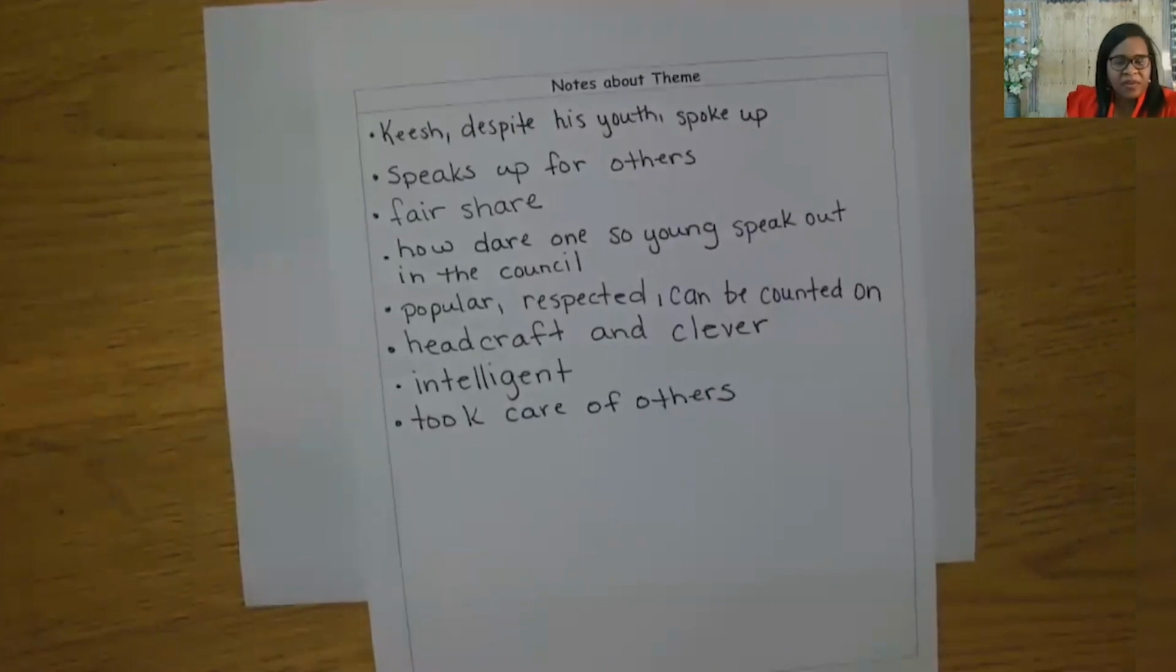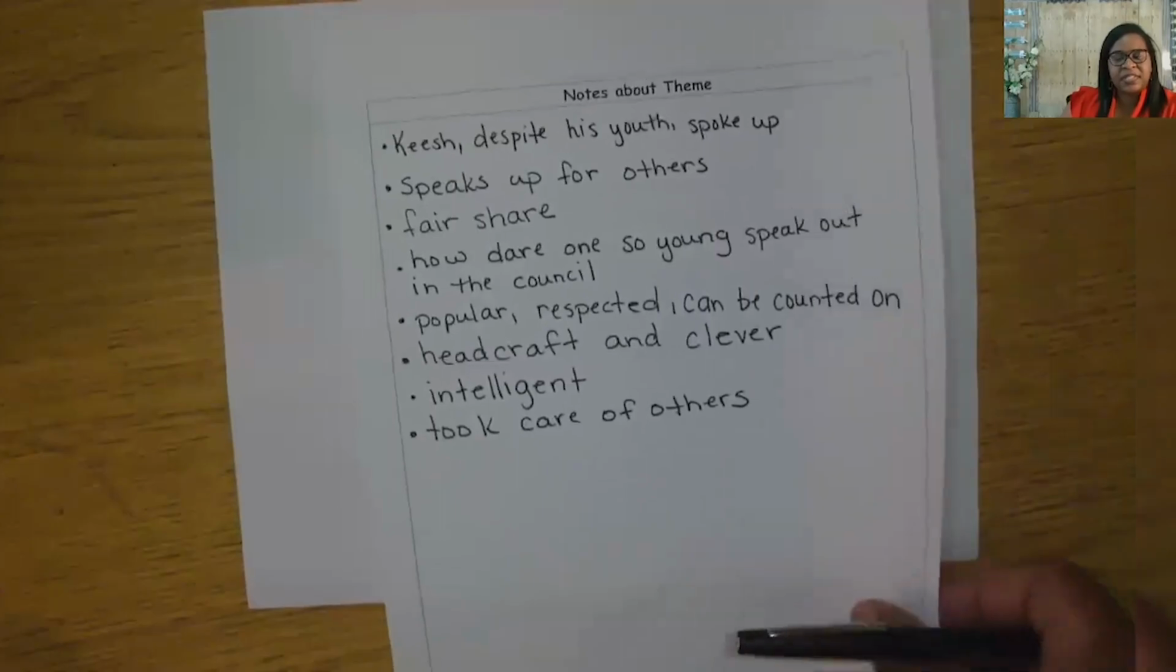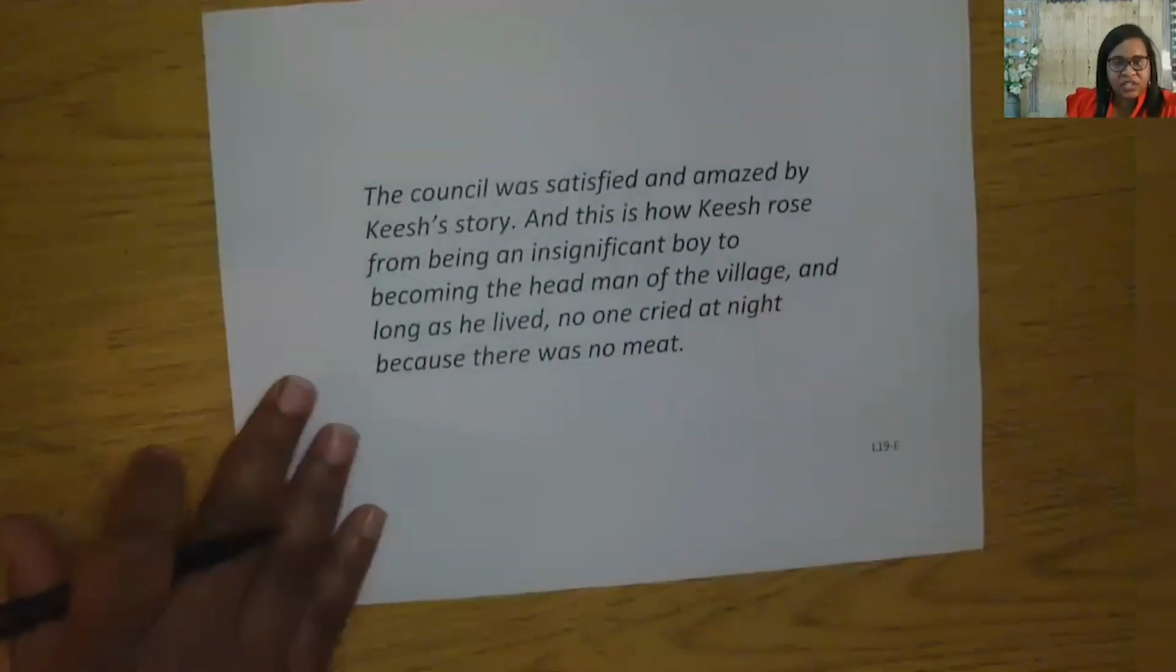Now, did you hear another reference to Keesh's age? Let's reread and listen specifically for a reference to his age.